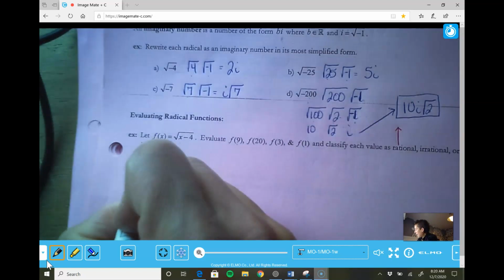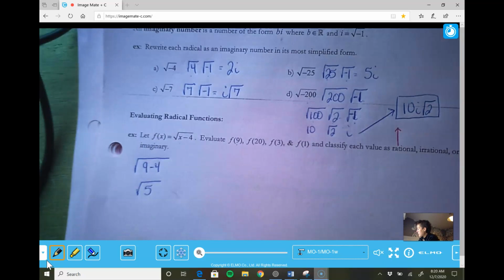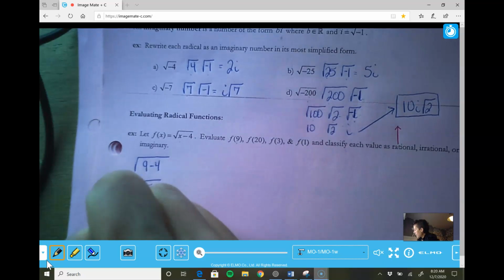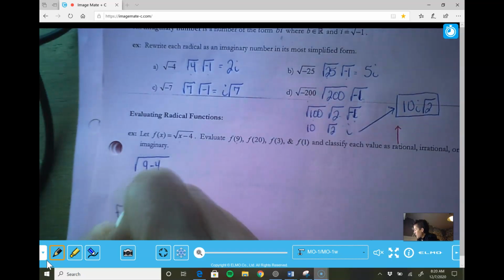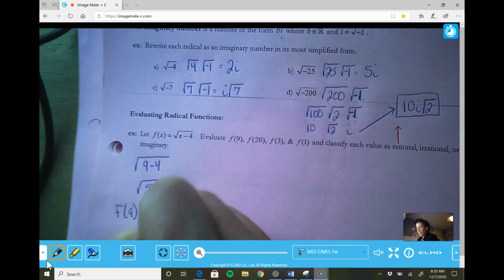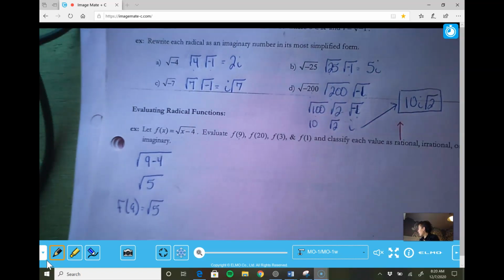So first, this says put 9 in for x, and then I'll just subtract. And when I take the square root of 5, I can get some decimal value. It's like 2 point something, but we're just going to leave it like this. So we're going to say our function, when x is worth 9, we get the square root of 5. And again, it's about 2 point something, but we won't worry about it.